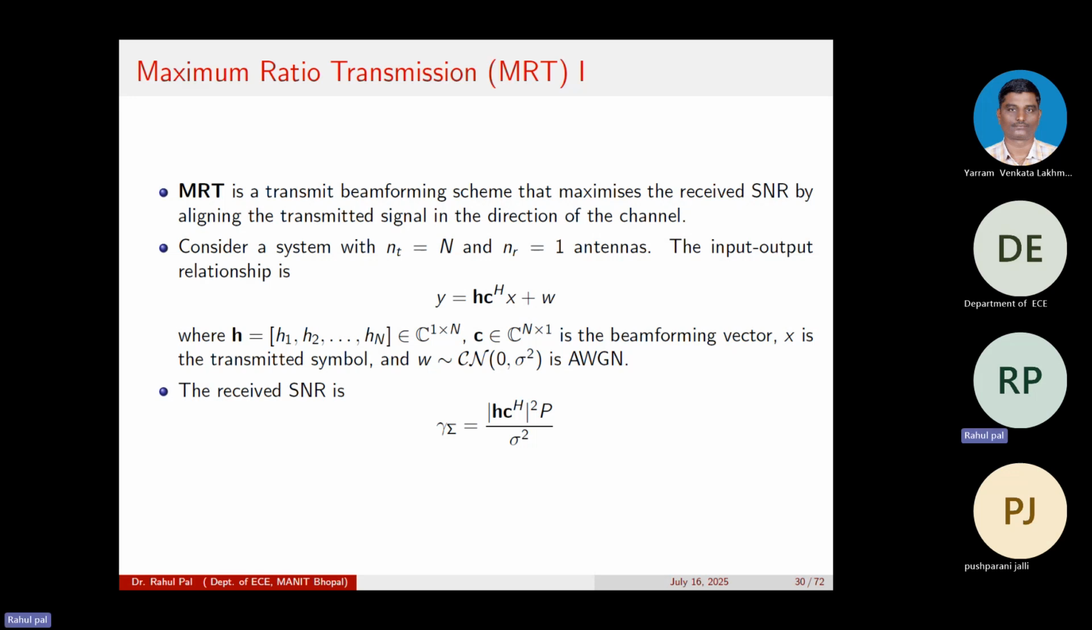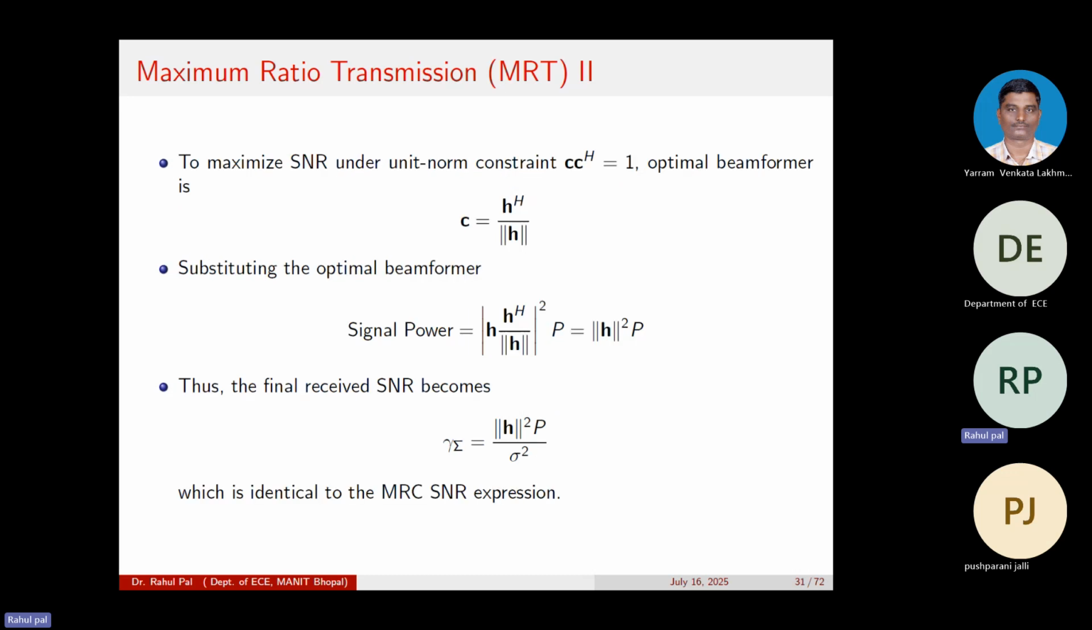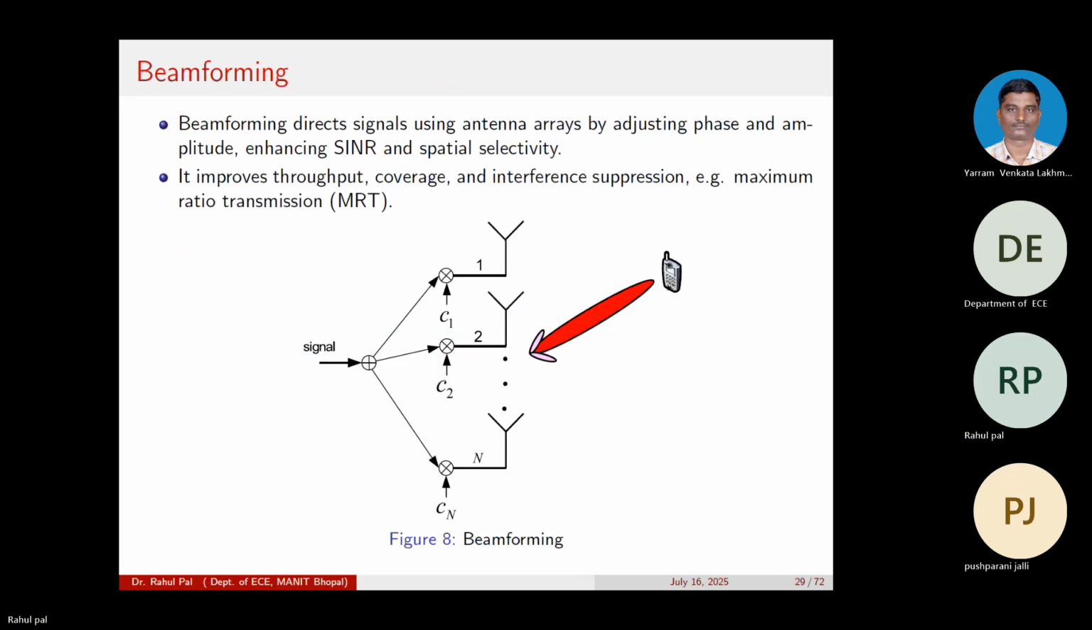So now we can easily calculate the signal power and the noise power. This is my signal power, and this is the noise power. From these we get the signal to noise power ratio. Further, we have to calculate the weights. What will be the weights? This is the main problem now.